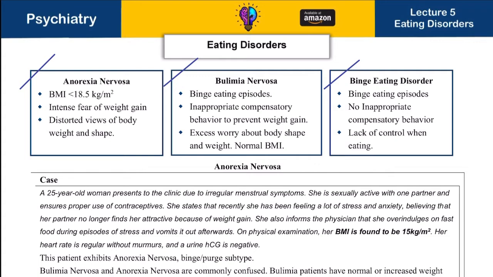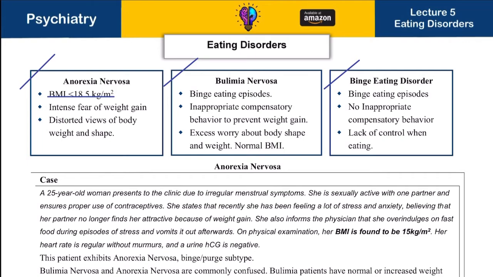Anorexia nervosa patients are really thin. They have very low BMI, but they have intense fear of weight gain. If someone tells them you are thin, they will not accept that. They will keep thinking they are fat and they need to lose weight. They have a distorted view of body weight and shape.